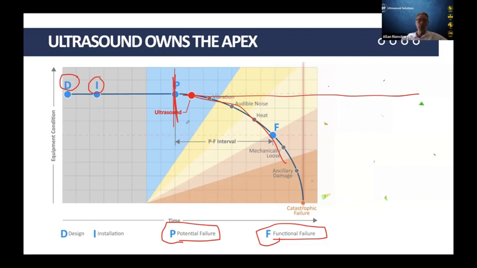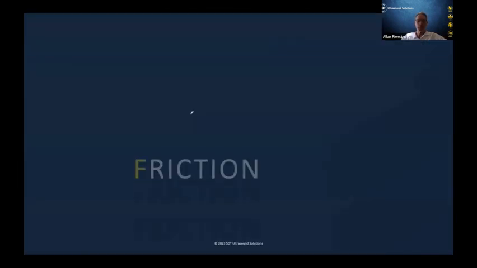And so what I'm telling you by drawing this diagram is that ultrasound gives us the earliest indication that an asset's condition is changing. Long before vibration analysis, oil analysis, audible noise, infrared thermography, or mechanical looseness. All of these other technologies are useful, and no one of them is better than the other, but ultrasound gives us the earliest indication. So it's kind of first, it owns the apex of the P to F curve.